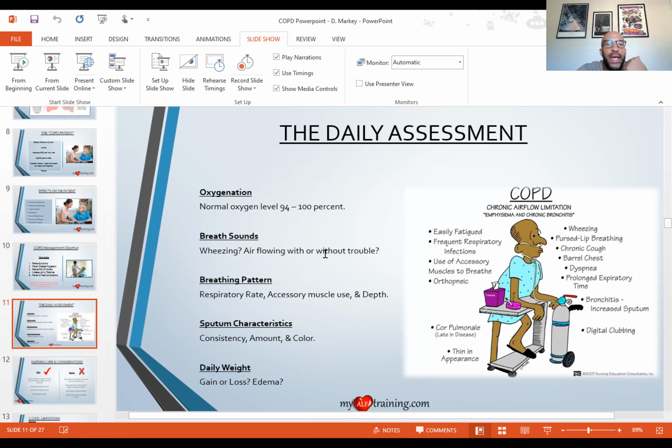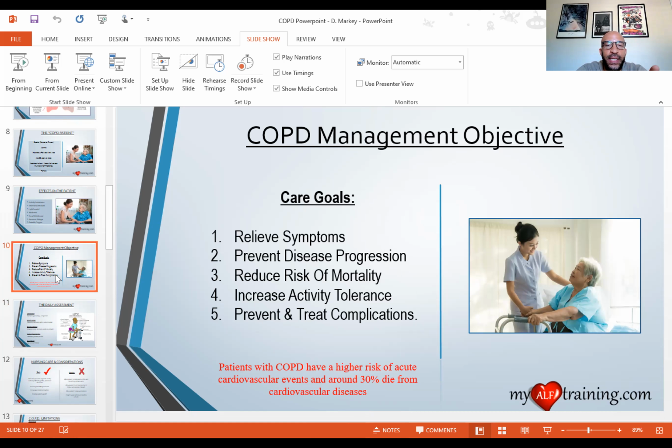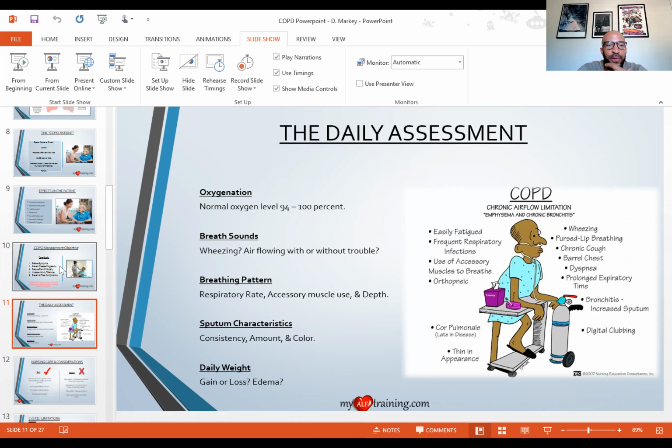So if I am taking care of a patient who has COPD, and I'm meeting them for the first time, and I reviewed my care goals. Okay, for this patient, my care goals, I need to do something to relieve their symptoms, to prevent disease progression, to reduce the risk of mortality, to increase their activity tolerance, and to prevent and treat complications of the disease. Okay, so now I've reviewed my care goals and I'm going to assess this patient.